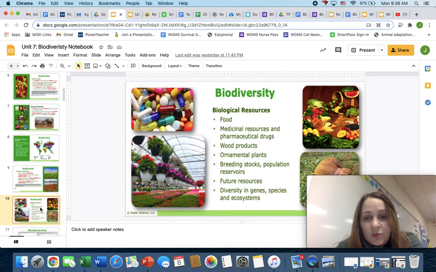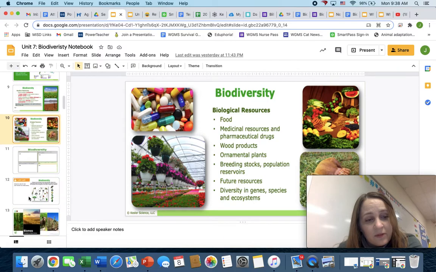We have biological resources, a lot of things that we can use biodiversity for. It's really good to have a variety of plants. We use those for food, what we eat, medicine, things like that. It also helps species survive if there are different types of them.